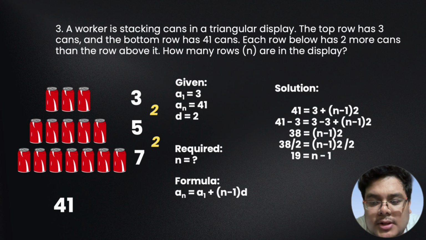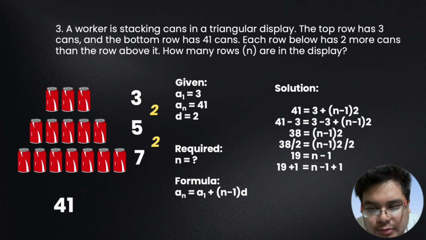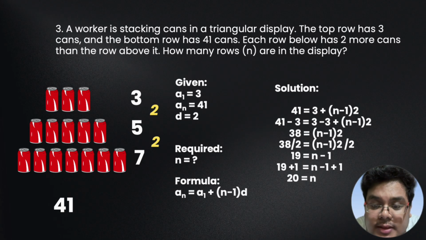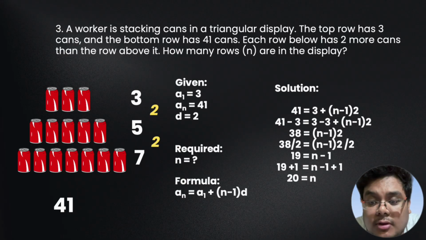And it's very simple. In order for us to remove the minus 1 on the right side, we just simply add 1 on both sides, giving us 19 plus 1 is equal to n minus 1 plus 1. And then resolving that, we get 20 is equal to n. And that's it. That's the answer we're looking for. n is equal to 20. That means there are 20 rows in that stack.